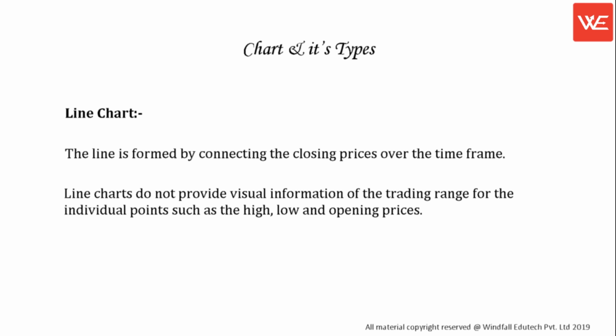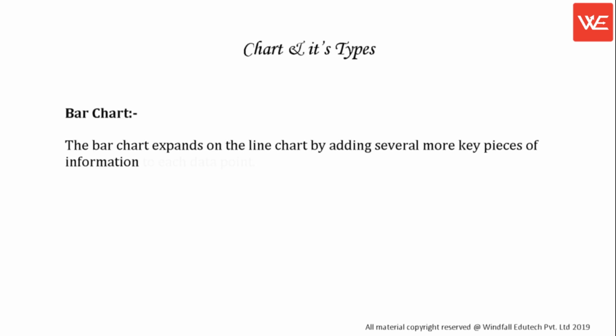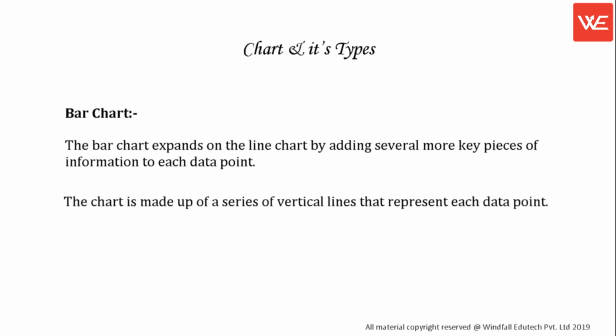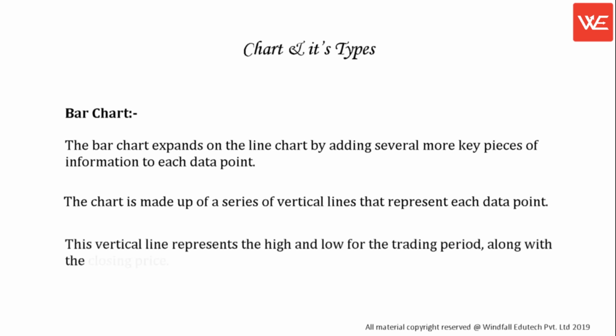The bar chart expands on the line chart by adding several more key pieces of information to each data point. The chart is made up of a series of vertical lines that represent each data point. This vertical line represents the high and low for the trading period, along with the closing price.